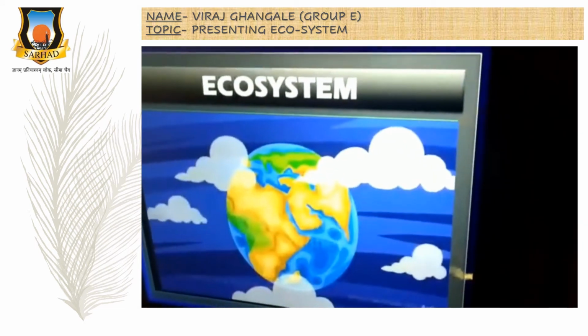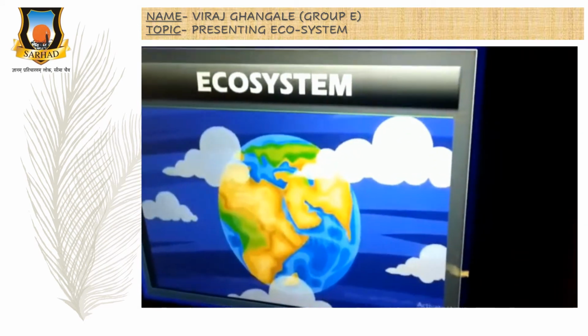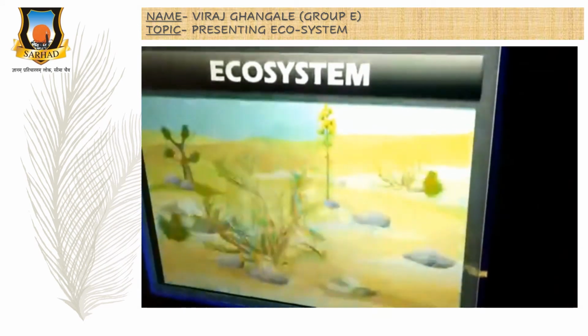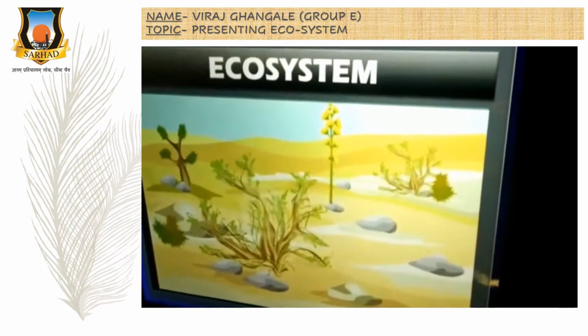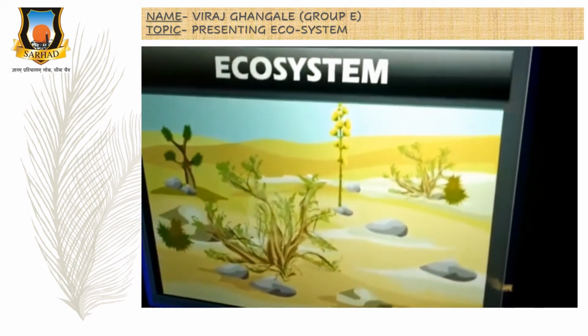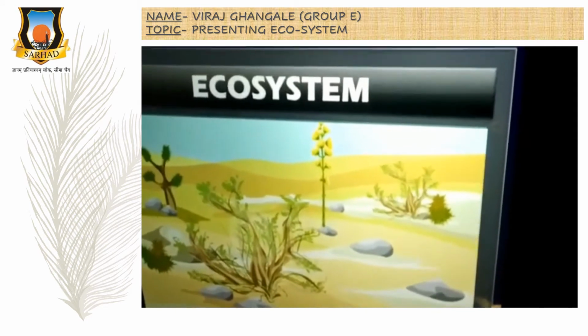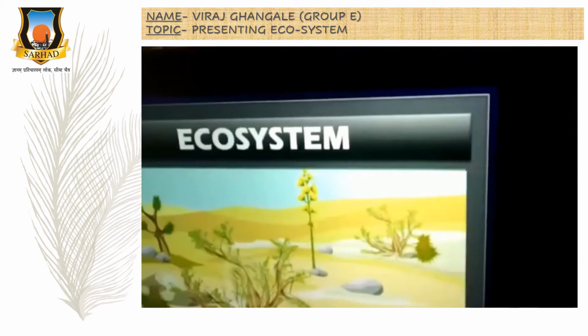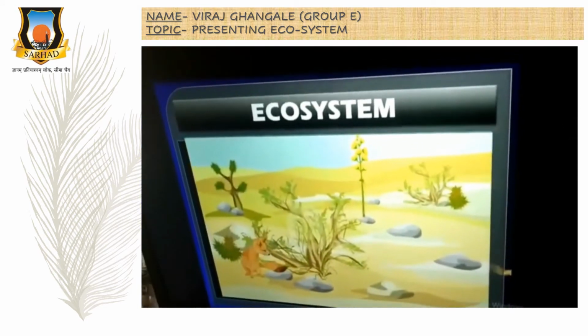Deserts are yet another kind of ecosystem. A desert is an area where it rarely rains. Temperatures are very high, but the organisms that live here can survive despite the scarcity of water. Animals that live in the deserts include fennec foxes and camels.